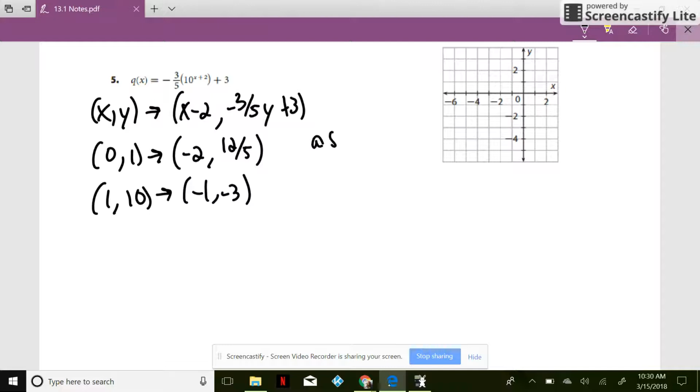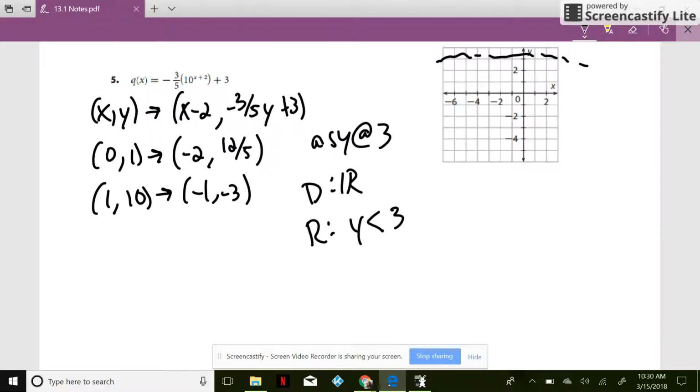So what else do we know? We know there's an asymptote at 3. Our domain should be all real numbers. And our range, we have not only done a vertical translation, but we've also reflected. So that means our y values will now be less than 3 where our asymptote is. So asymptote at 3, and then coordinates at (-2, 12/5), which is going to be just over 2, and at (-1, -3). So as we move, it's going to look something like that.